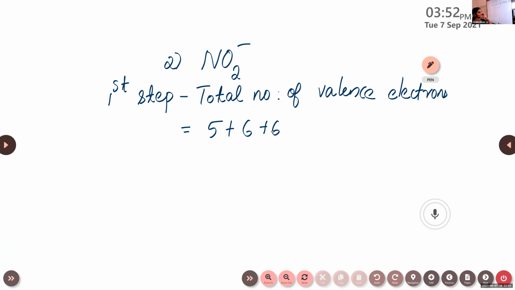Then what about this negative charge? Yes, so one more electron is there. If there is a negative charge, you have to add one more electron. If there is a positive charge, you subtract one electron. So here, 5 electrons from nitrogen, 6 electrons from each oxygen atom, then 1 electron due to the negative charge. The total number of electrons is 6 plus 6, 12, 12 plus 5, 17, plus 1, 18, right? This is the first step: the total number of valence electrons.